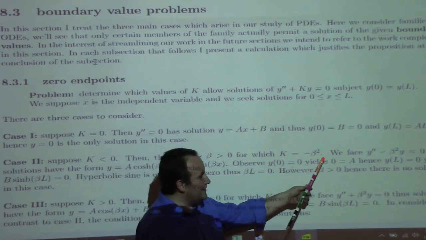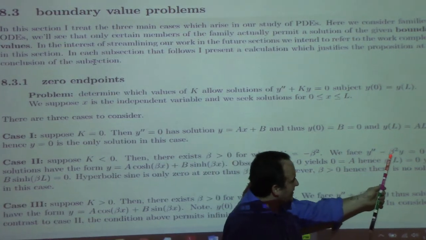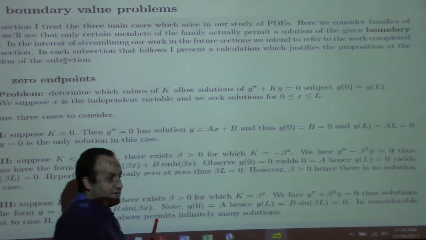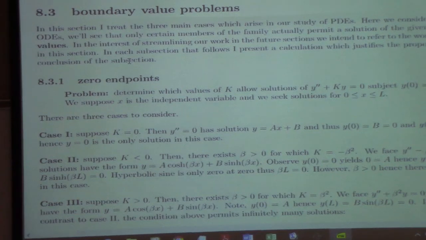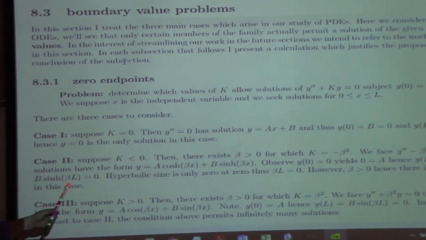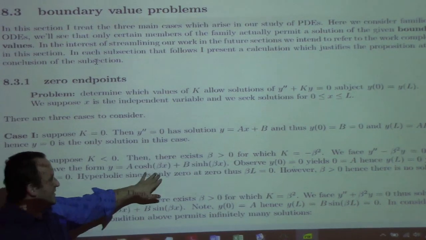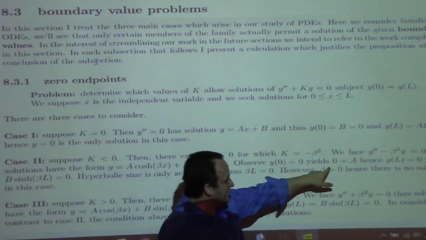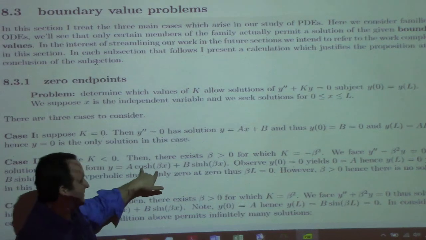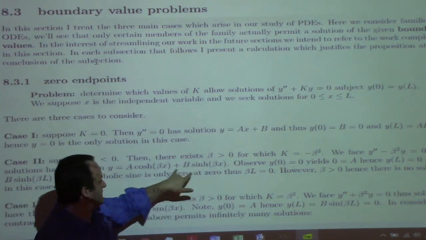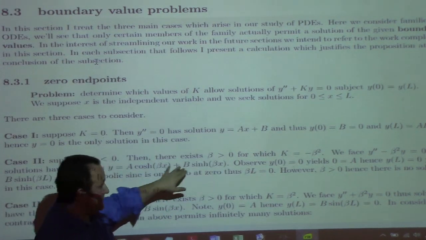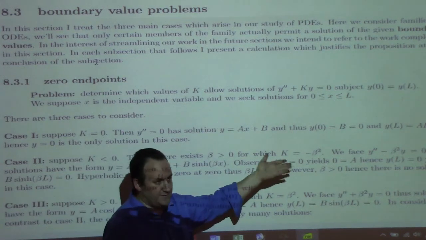If k is less than 0, that means we can write k equals minus beta squared, and we'd be facing y'' minus beta squared y equals 0. What's the general solution to that? Cosh and sinh of beta x, right? So we get y equals A cosh beta x plus B sinh beta x. y(0) being 0 gives us that 0 equals A, because cosh of 0 is 1, sinh of 0 is 0, right? So that gives me A is 0.